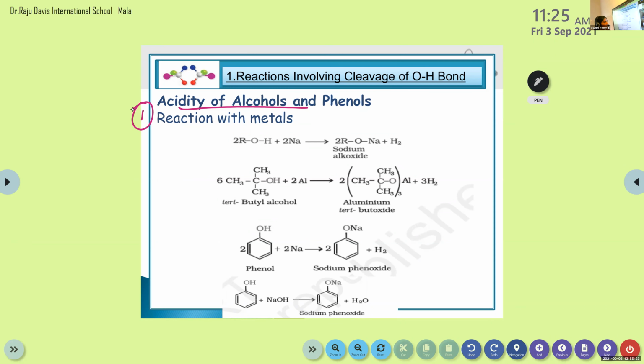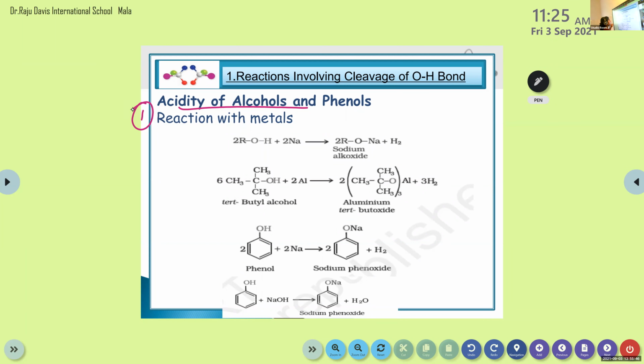Active metals like sodium, potassium, etc. to form alkoxide or phenoxide. Here, alcohols and phenols will react with active metals such as sodium and potassium to form alkoxide or phenoxide.